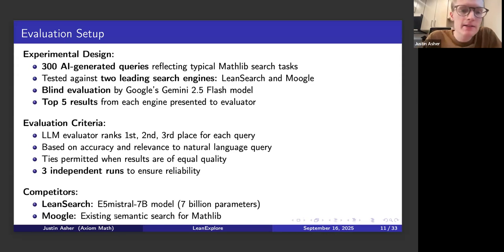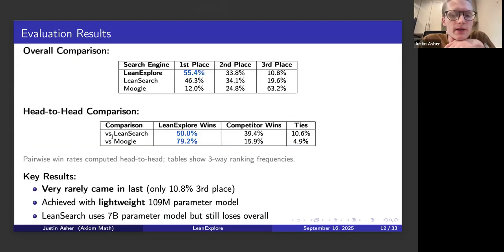And I think that is in particular why Moogle did so badly, because I think the database that Moogle was using is even more outdated. I think it's an older version of Lean. So in that case, some of the queries weren't showing up properly, but I also still think it did provide better results. Any other questions about the algorithm or the evaluation or anything?